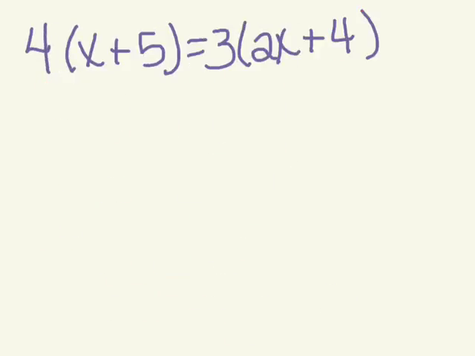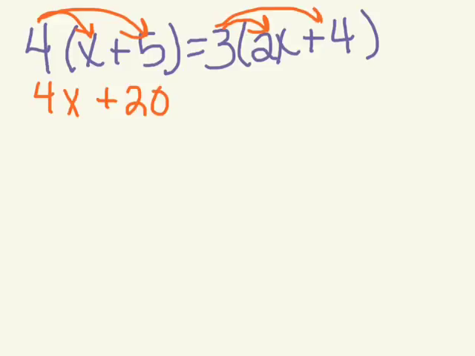Okay, so here's one that's a little more complicated because I have to distribute twice. So again, first step, distribute. So 4 times x is 4x plus 4 times 5 is 20. So I've taken care of distributing here. And then I'll also distribute on the right side of my equation. So I get 3 times 2x is 6x, and 3 times 4 is 12.